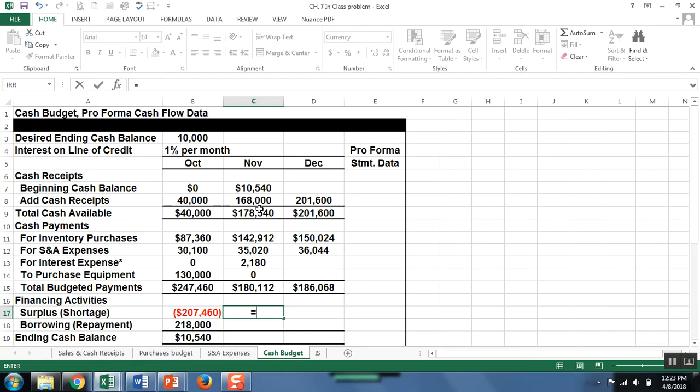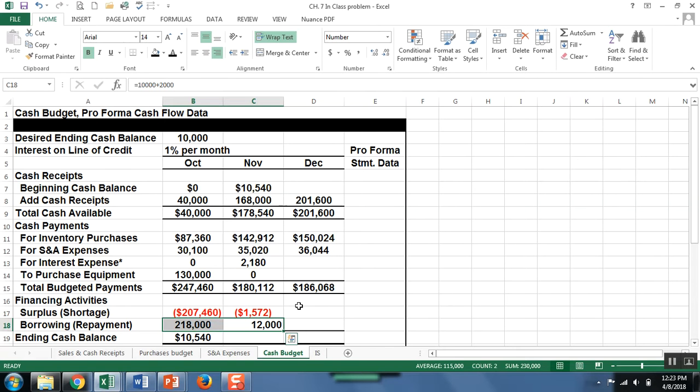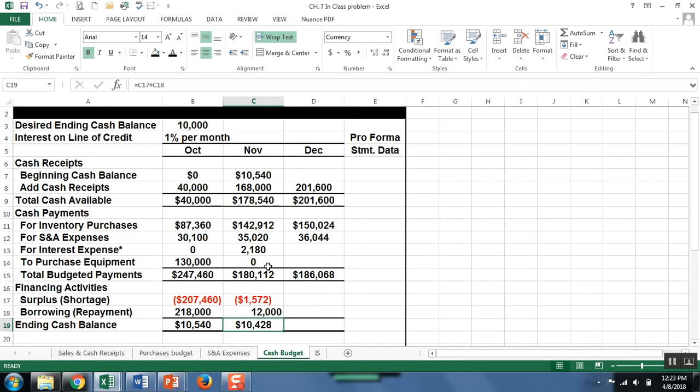So now we can calculate our surplus or shortage. So 178 minus 180. Now we have a shortage of $1,572. We can borrow in increments of $1,000. So we need at least $10,000 for our ending cash. Plus, it's not going to be enough to borrow just $1,000. We're going to need to borrow $2,000 here. So now we've borrowed $12,000, and outstanding we have $230,000. Okay, and we're going to calculate how much cash we have ending: $10,428. That's going to be our December beginning balance.